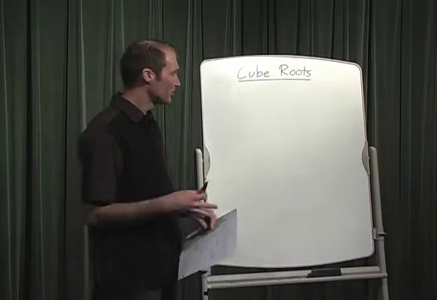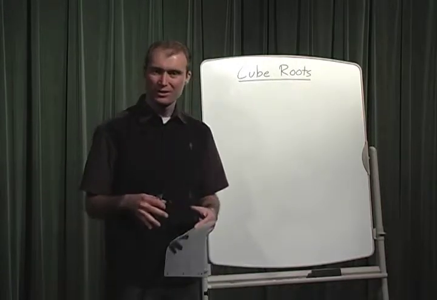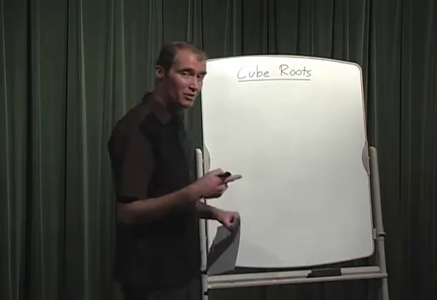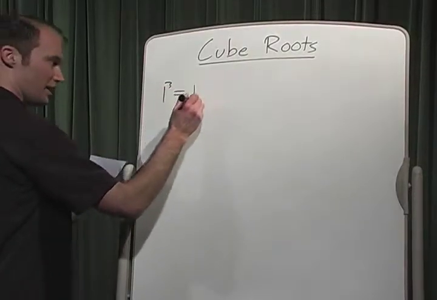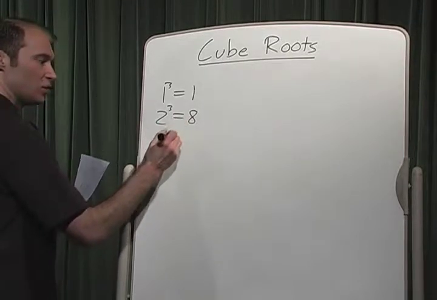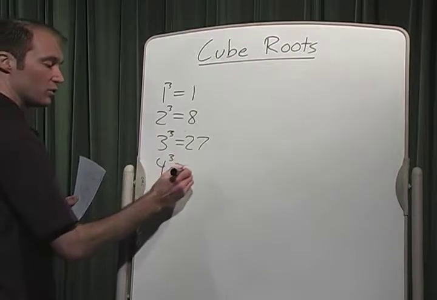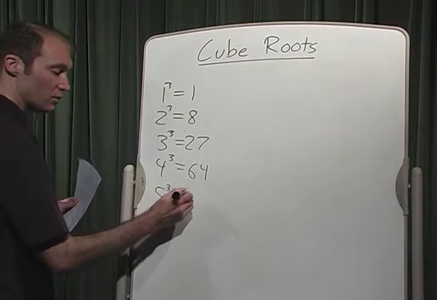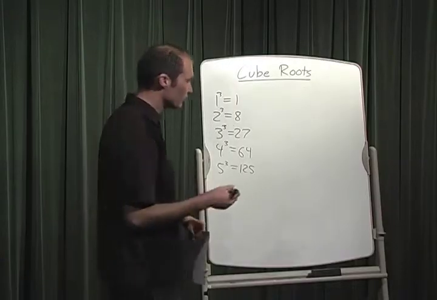I'd like to talk to you about cube roots. Before I get into anything, I want to remind you of some common cubes. See if you can think of them before I put them up on the board. 1 cubed is equal to 1, 2 cubed is equal to 8, 3 cubed is equal to 27, 4 cubed is equal to 64, and 5 cubed is equal to 125. Now I think we're ready for a definition.